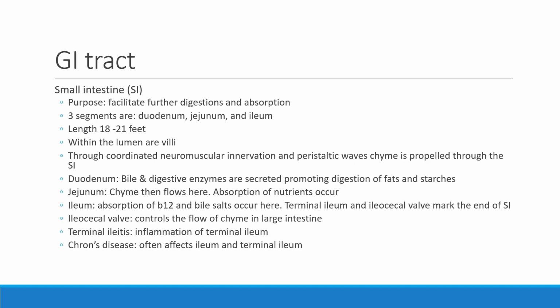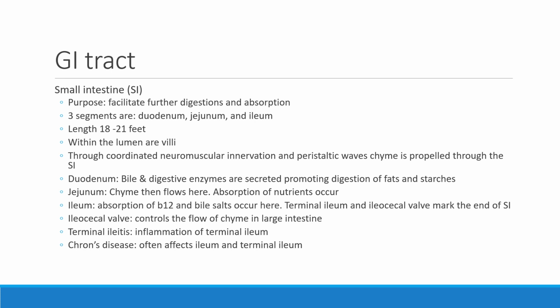The small intestine's job is to further facilitate digestion and absorption. It has three segments: the duodenum, the jejunum, and the ileum. The length is 18 to 21 feet. And within the lumen are villi, which increase the digestive surface of the small intestine. Through coordinated neuromuscular innervation and peristalsis, chyme is propelled through the small intestine.